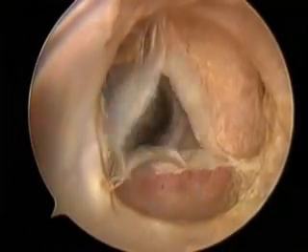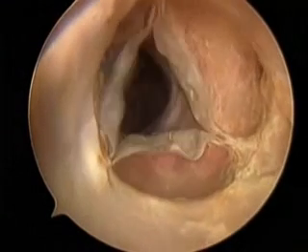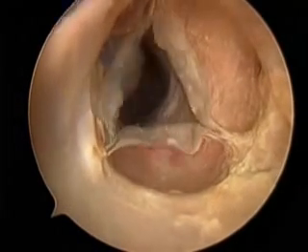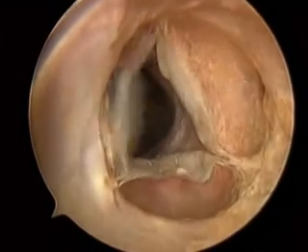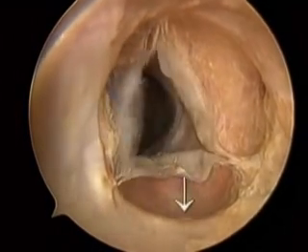Here's the aortic valve. It works in just the same way. Here's the opening of the right coronary artery, which we'll see in a minute. The left one is out of sight, down here.